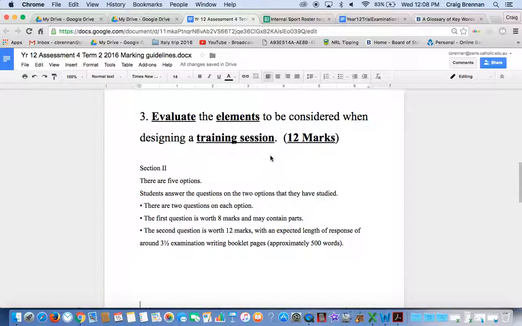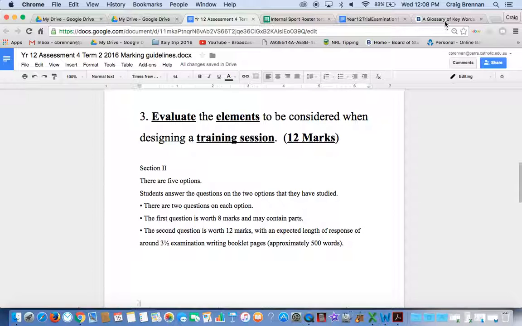Boys, I'm going to go through question 3 from the assessment, which was: evaluate the elements to be considered when designing a training session, and this is 12 marks. I've underlined the key term of evaluate. We're talking about the elements that must be considered when designing a training session. So it's evaluate the elements of a training session and why they must be considered.